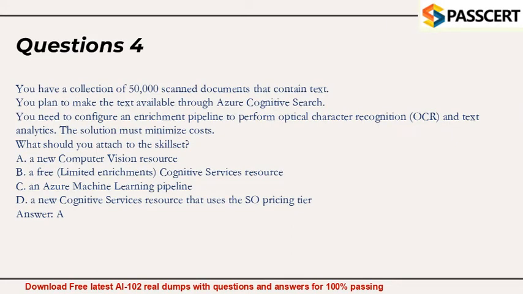A. A new computer vision resource. B. A free, limited enrichments, cognitive services resource. C. An Azure machine learning pipeline. D. A new cognitive services resource that uses the S0 pricing tier. Answer: A.